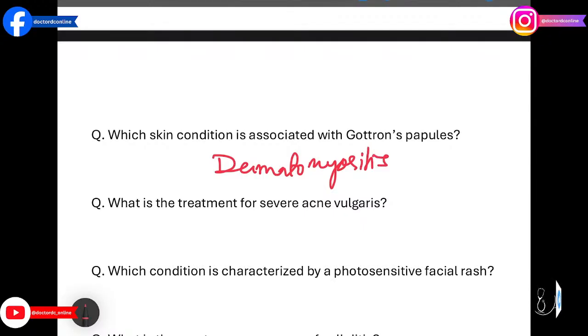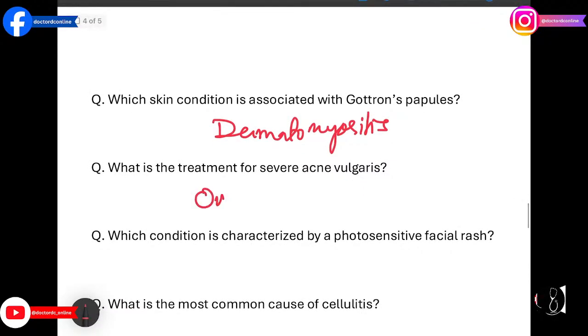What is the treatment for severe acne vulgaris? Oral isotretinoin. This retinoid reduces sebum production and prevents scarring.